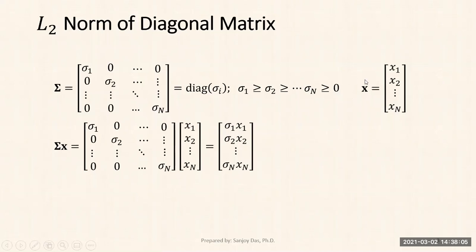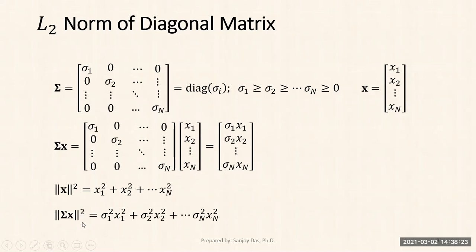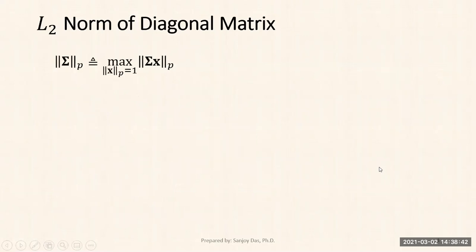Now, what's the squared L2 norm of x? It's simply x1 squared plus x2 squared until xn squared, right? Likewise, what's the squared L2 norm of sigma x, of this vector? It's sigma 1 squared x1 squared plus sigma 2 squared x2 squared all the way until sigma n squared xn squared, correct? So these are the norms of x and sigma x, where sigma is a diagonal matrix.